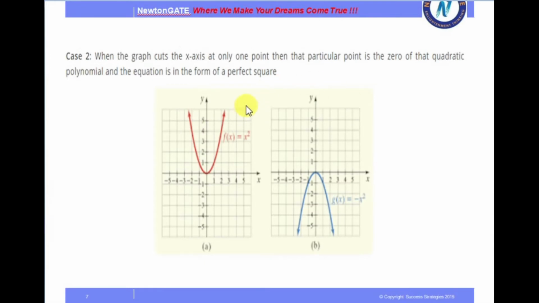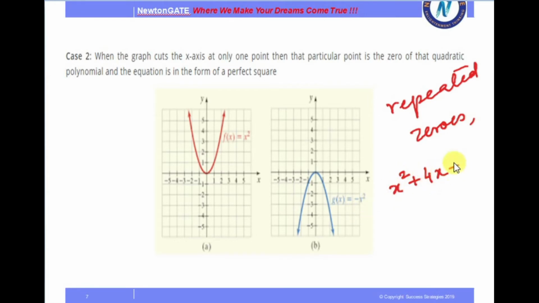Here I have taken another case and I have shown that here, as you can see, the graph is intersecting at one single point, right? But it does not mean that the graph is having only 1 zero. It just means that it is having a repeated root. Now, what is a repeated root or repeated zeros? Repeated means sometimes, for example, x square plus 4x plus 4 equal to 0 has the roots or zeros minus 2 and minus 2.